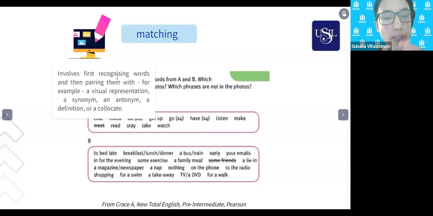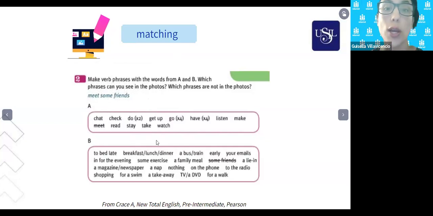So this involves first recognizing words and then pairing them with an example, right? Could be a visual representation, could be a synonym, an antonym, a definition, or a collocate, no? In this case, we have the collocations. Very good, Juliana. Yes, matching the verb with the noun.